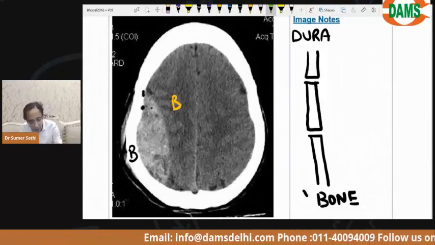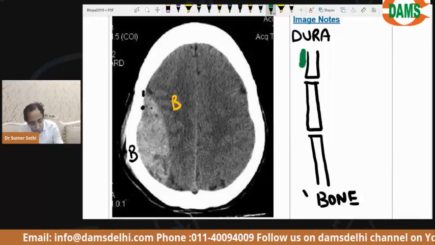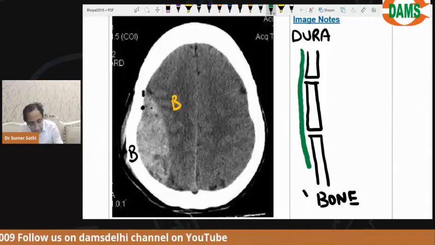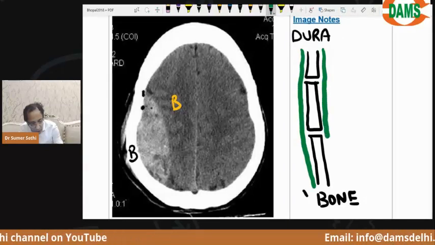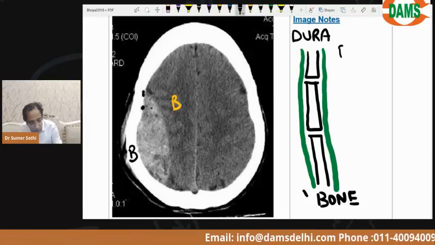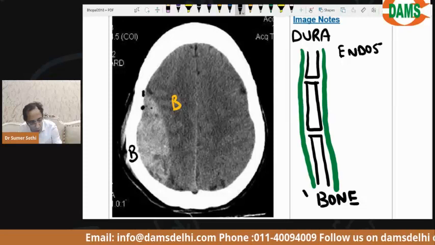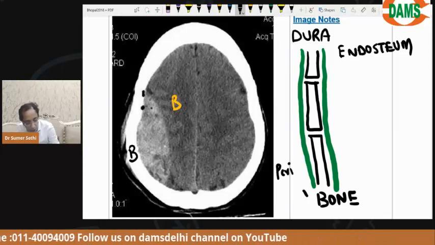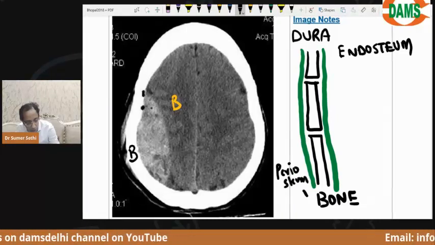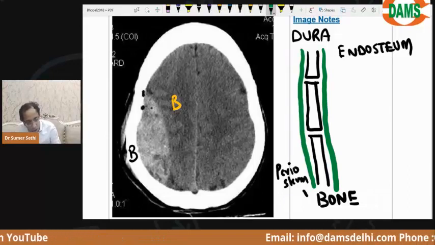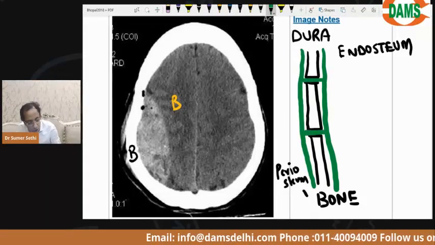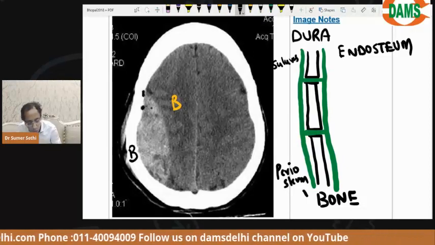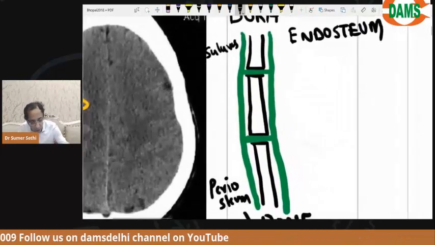If this is your skull bone, the skull bone on the outside is covered by periosteum. On the inner side, it is covered by endosteum. The endosteum and periosteum become continuous at the level of sutures. Endosteum and periosteum join together at the level of sutures. Now, try and imagine an answer, bache.